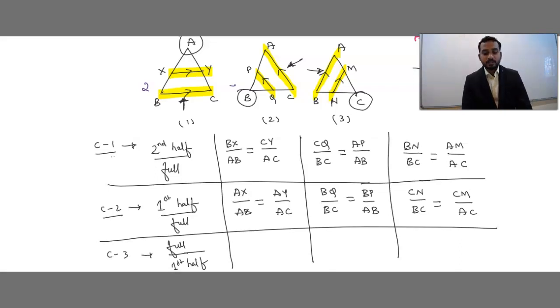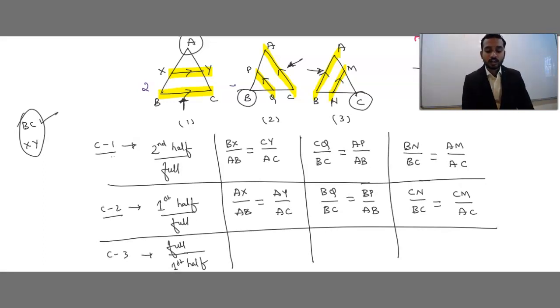It means that he has given BC, and he is asking us to find XY, right? Or any of this. Then we have to apply corollary 3. If he has given parallel sides and he is asking us to find some other side, then we have to apply corollary 3.